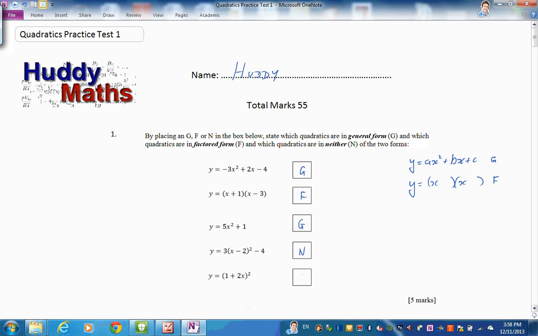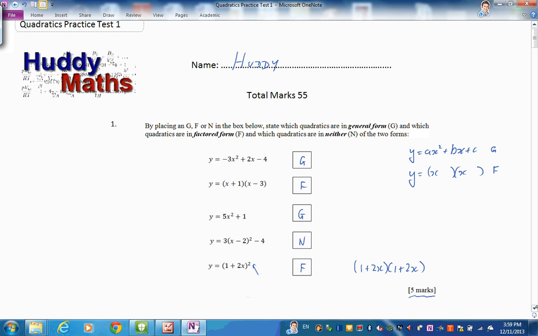And this is really a factored form. This is a tricky one, because the square there means it's really symbolising this. So it is factored. So give yourself 1 mark for each one you got right there, making a total of 5. Okay, let's go to question 2.